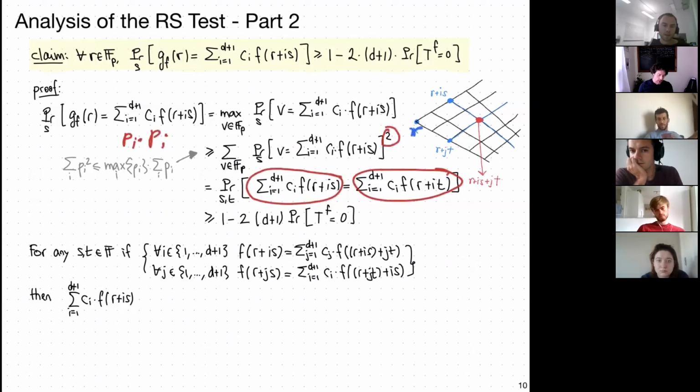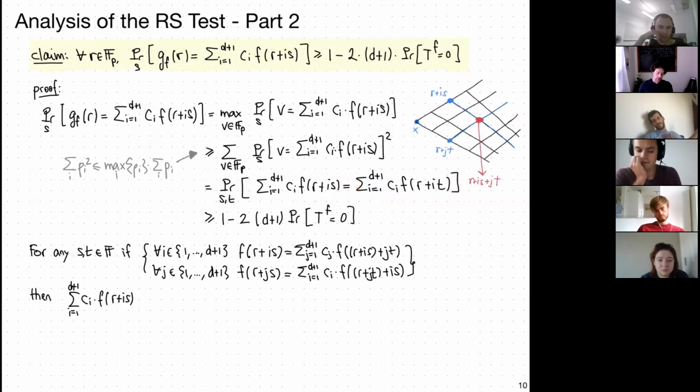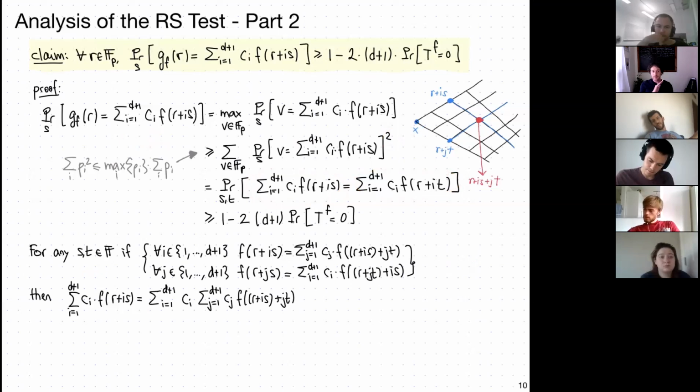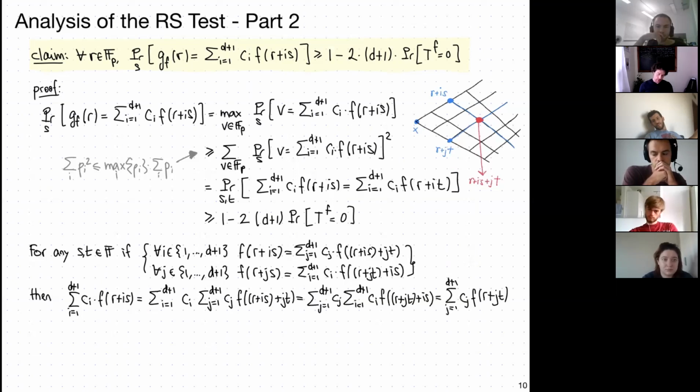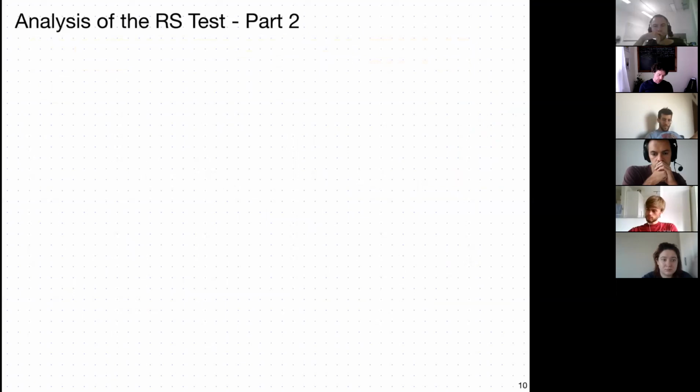Okay, so recall that we want to look at this collision probability. So let's just write it down and try to analyze what happens. What I did here is literally just applying the constraints again to f r plus is.